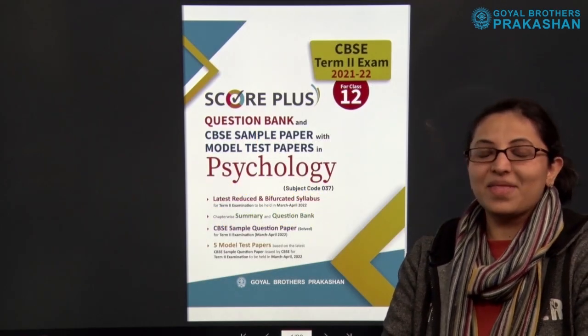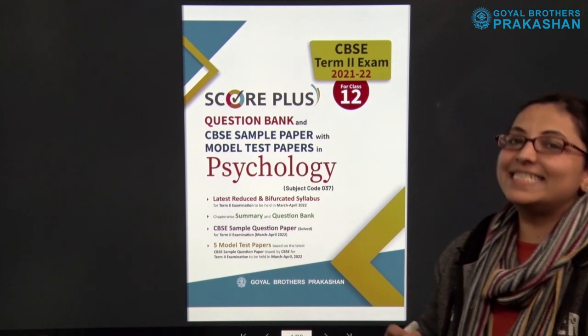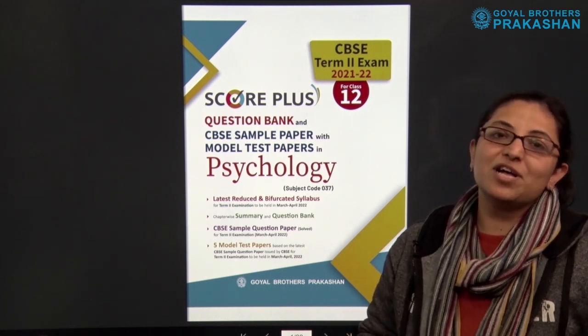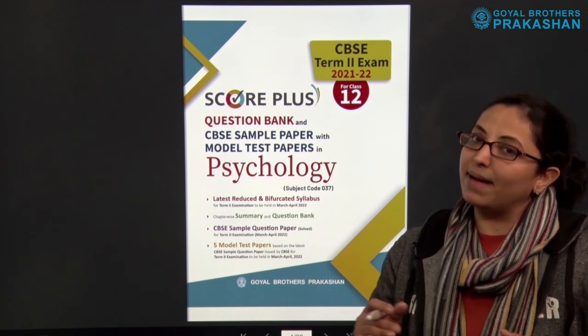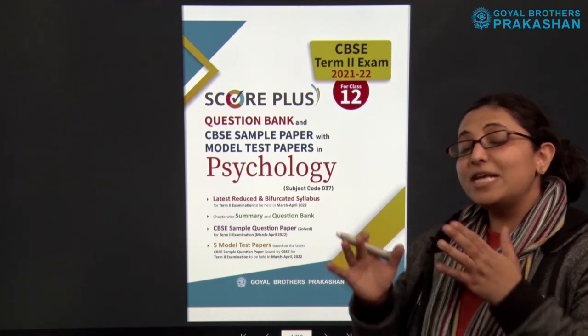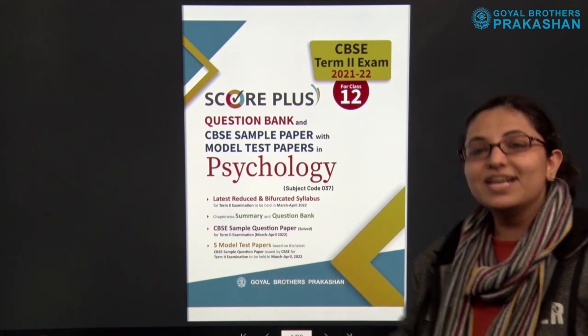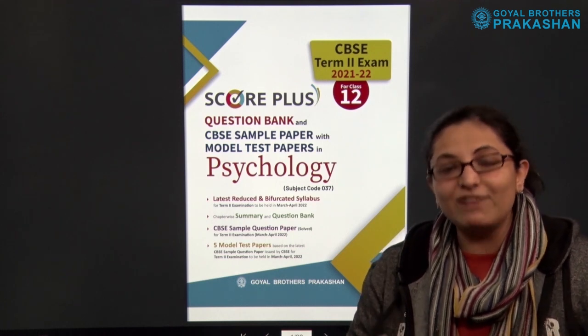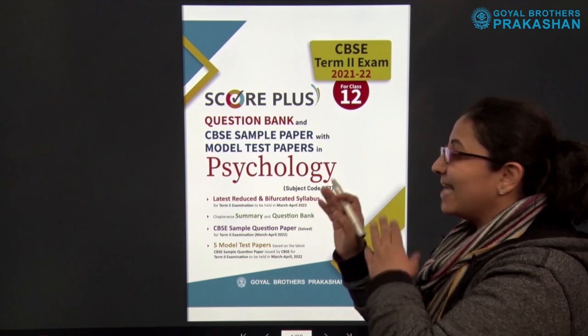Hello everyone. As you all would know, the CBSE board has released a CBSE sample question paper for term 2 examinations, which are to be held this year in the months of March and April. Based on that sample question paper, Goyal Brothers Prakashan have released a set of 12 books in 12 different subjects. This is the book for psychology.